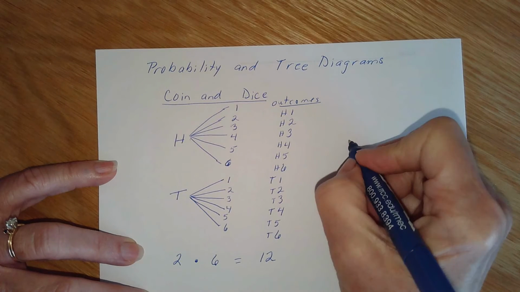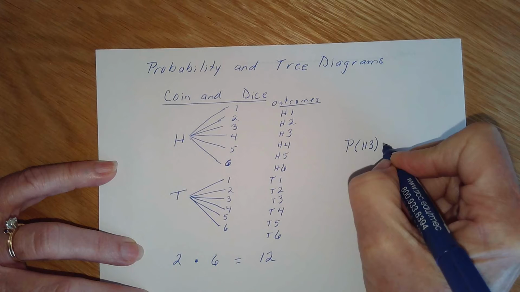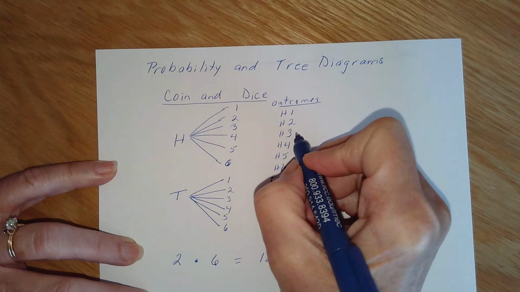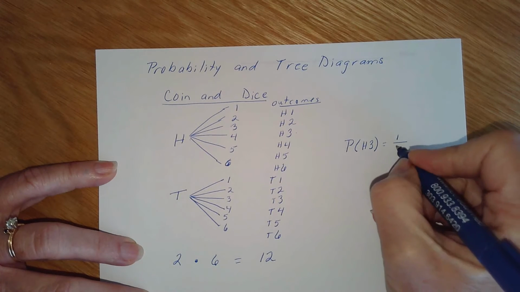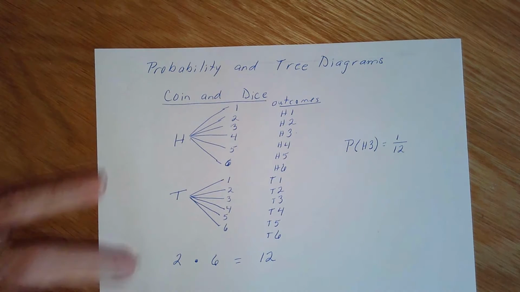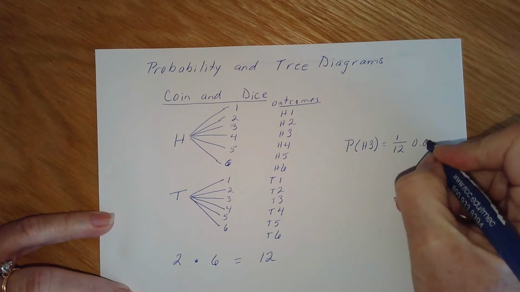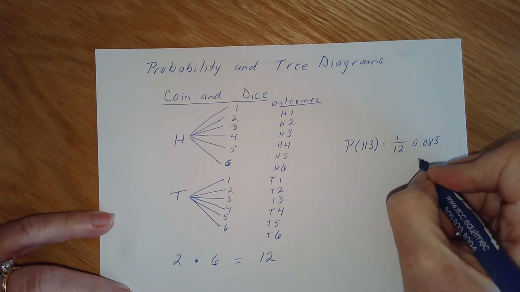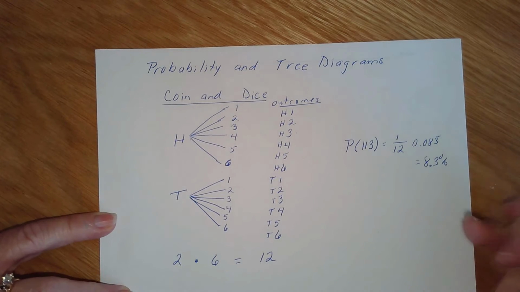Now, if we start to look at some of our probabilities, I want to know the probability of heads and 3. That happens 1 time here, so that occurs 1 time out of all 12 possibilities, which works out to be, grabbing a calculator, 1/12. So 1 divided by 12 is 0.083 repeating, or that happens about 8 3/10% of the time.